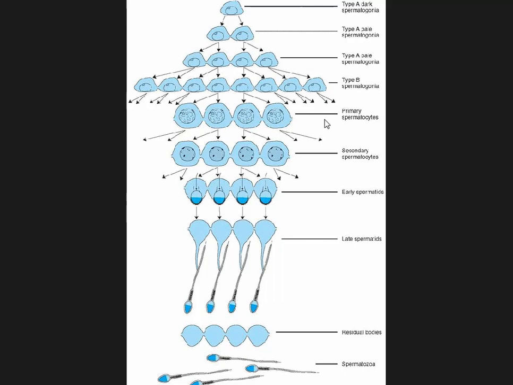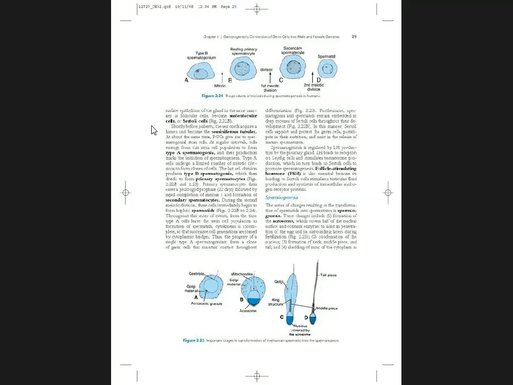Type B differentiates to primary spermatocyte, which undergoes the first meiosis to make the secondary spermatocyte, which undergoes the second meiosis, and finally we have four round spermatids. As a result of spermiogenesis we finally have sperm, and the excess cytoplasm from the round spermatid makes a residual body that is phagocytosed by the Sertoli cells, and finally we have mature spermatozoa.